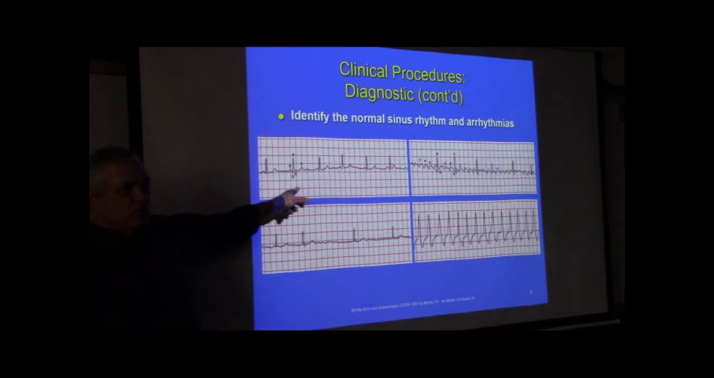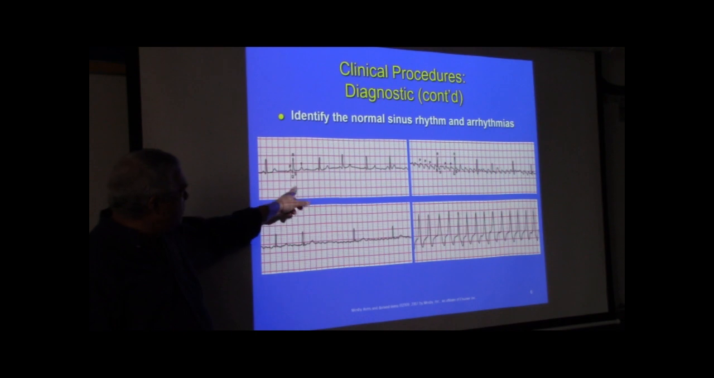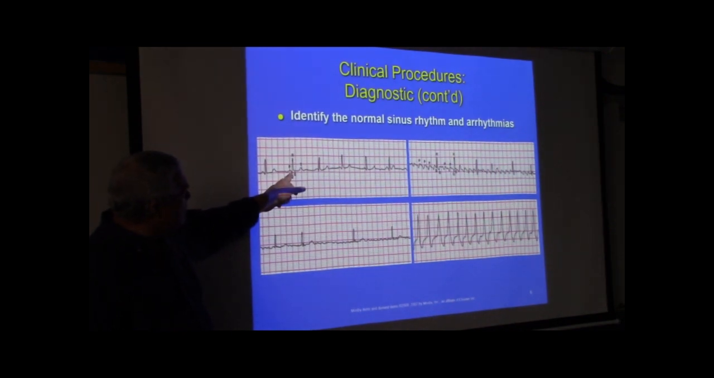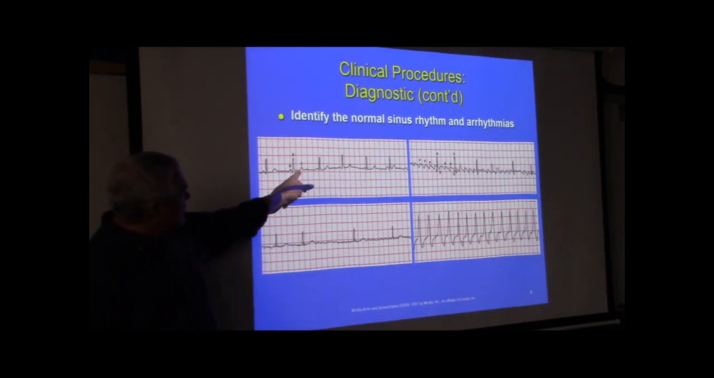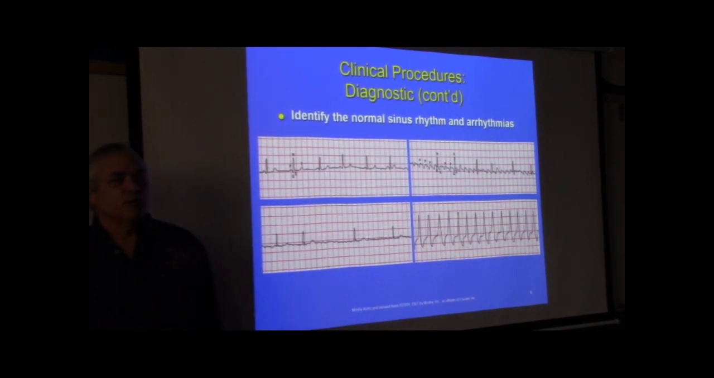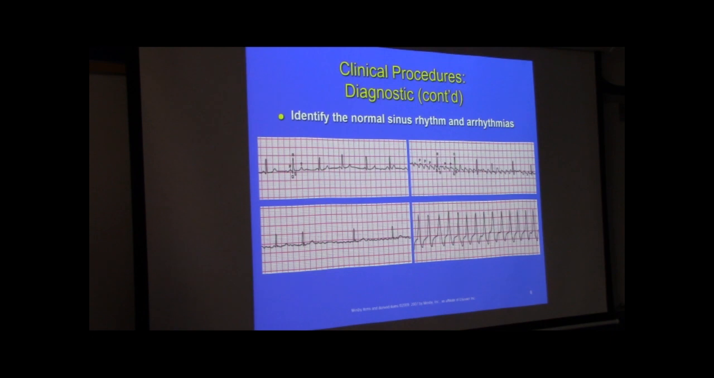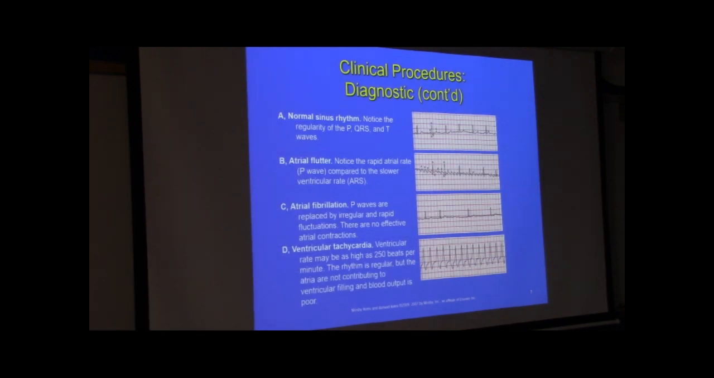Yeah, that first one looks pretty normal, doesn't it? That's what we expect. We expect to see a little P wave bump, and then the QRS complex as the heart actually beats, and then the T wave as the heart depolarizes in preparation for the next beat cycle. So, yeah, you're right. A was normal.